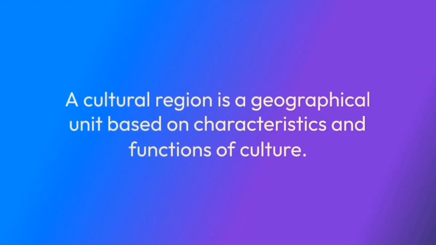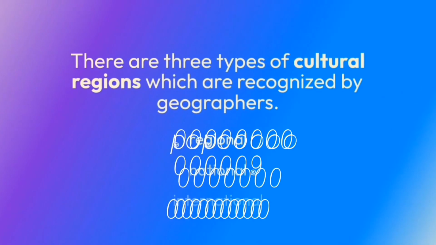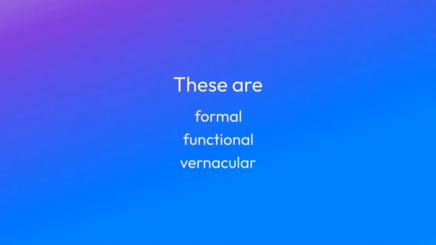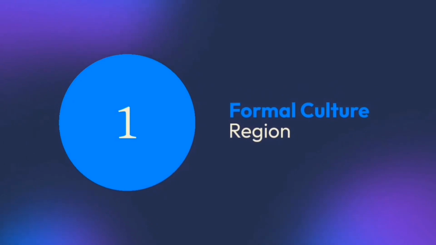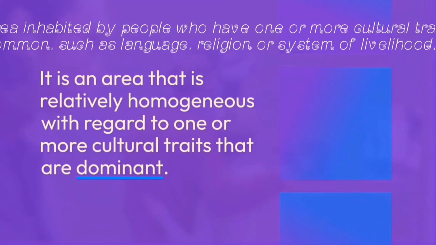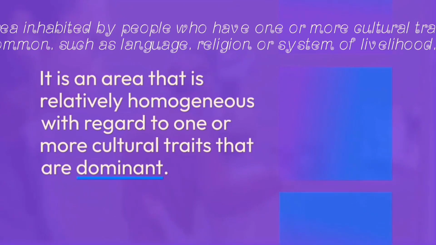Types of cultural region. A cultural region is a geographical unit based on characteristics and functions of culture. There are 3 types of cultural regions which are recognized by geographers. These are formal, functional, and vernacular regions. 1. Formal culture region is an area inhabited by people who have one or more cultural traits in common, such as language, religion, or system of livelihood. It is an area that is relatively homogeneous with regard to one or more cultural traits that are dominant.